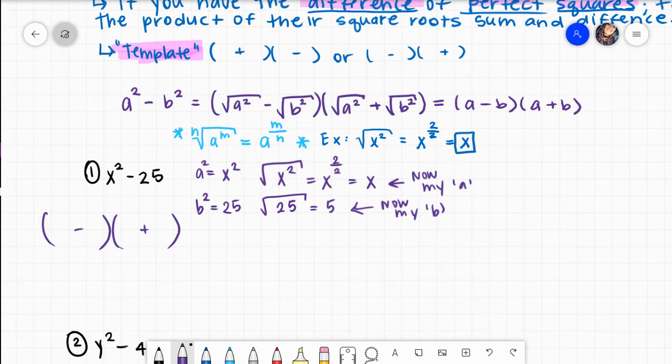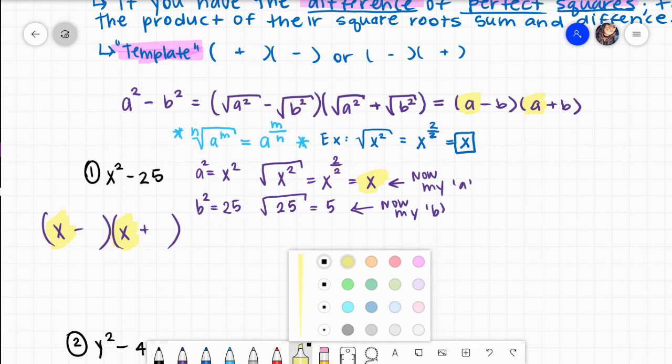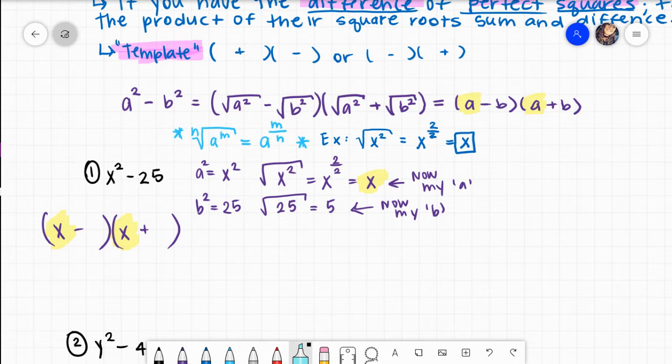Now what I'm going to do is take what I found to be my A. I notice that A goes in the first spot of both parentheses, and here, what I solved is that it's X. Now I notice that here I have a B and a B. It's going to go here and here. And what I solved for my B is 5. 5 and 5.